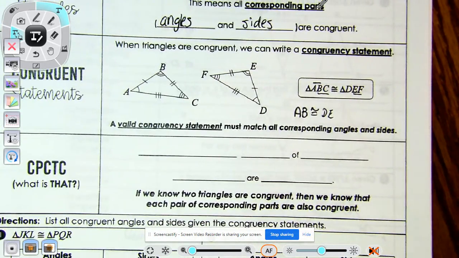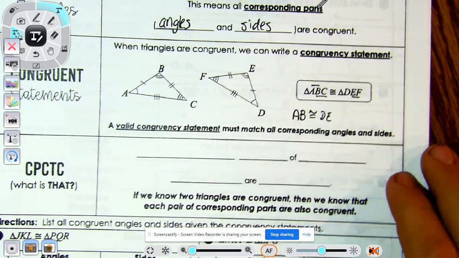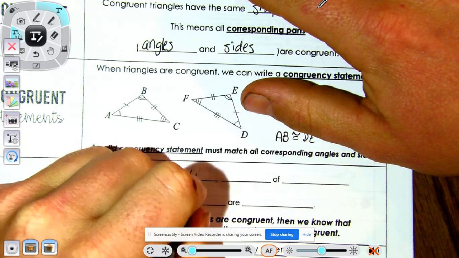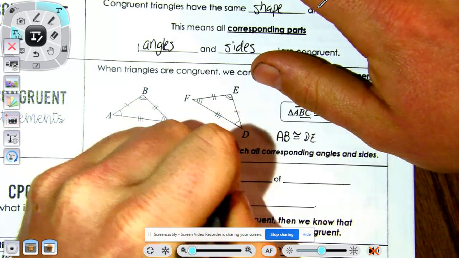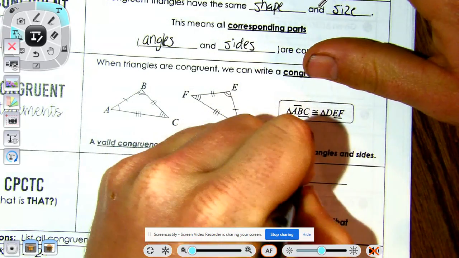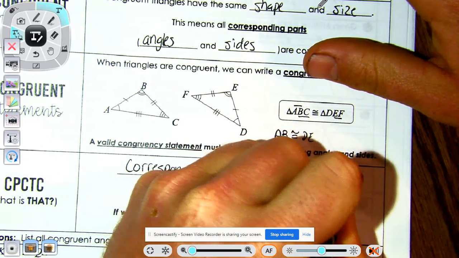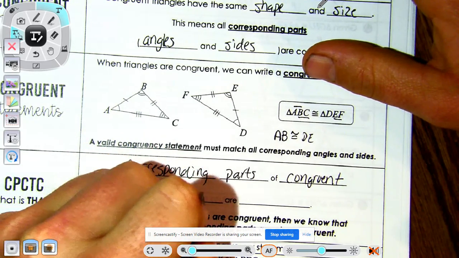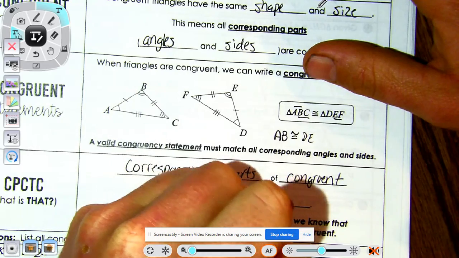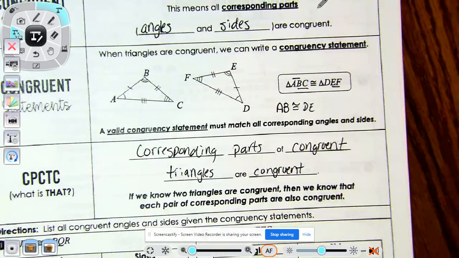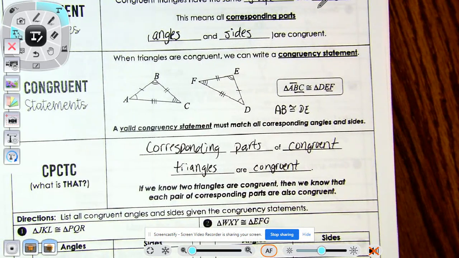All right, CPCTC. What is that? That is saying that corresponding parts of congruent triangles are congruent. That may not mean a ton to us right now, but we will start using that quite a bit when we're doing our proofs and stuff like that.